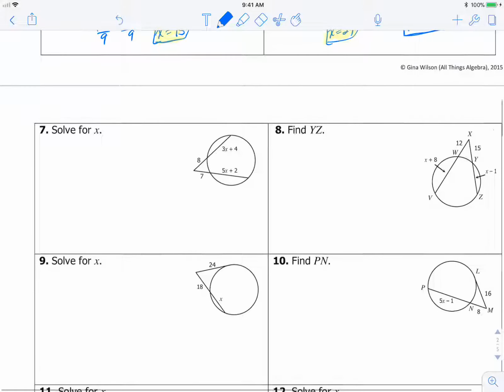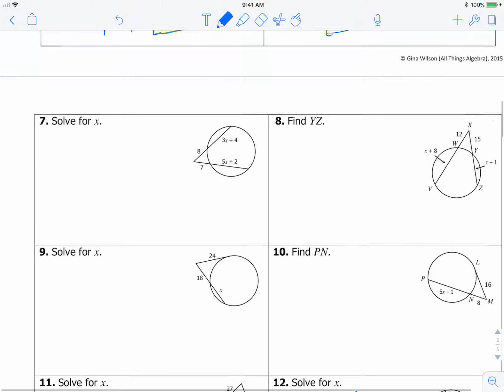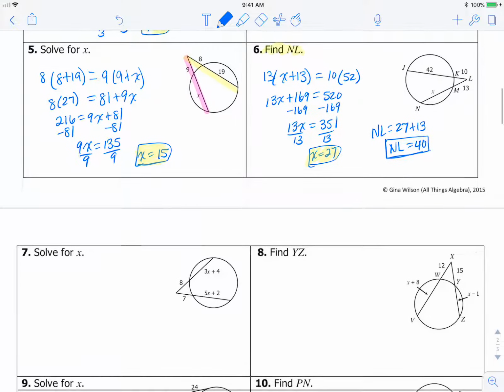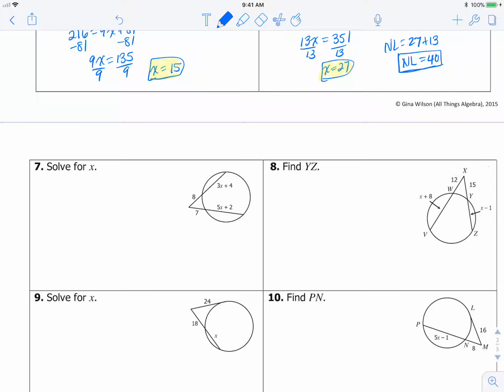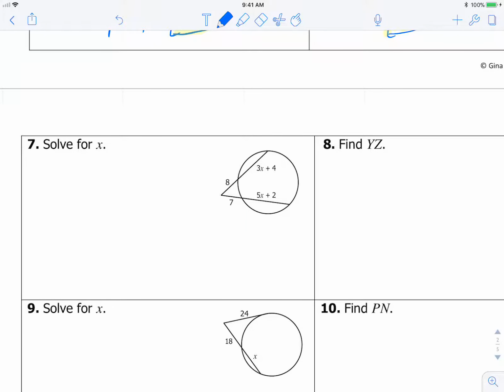All right, I'm going to jump down and we're going to do number 7. So 7's the same thing. So you have the outside times the whole thing, which will be 8 plus 3x plus 4 equals the outside times the whole thing, so 7 plus 2 plus 5x, like so.